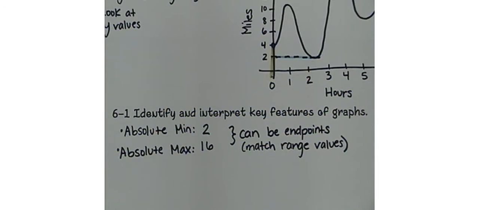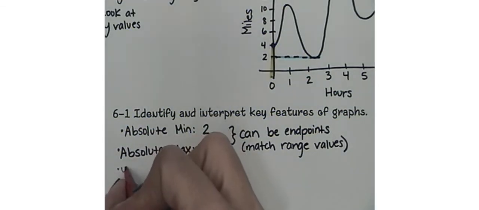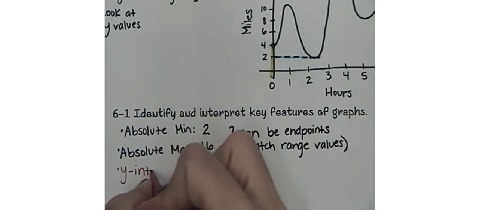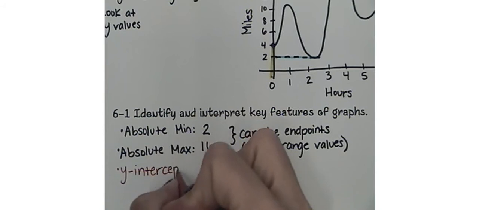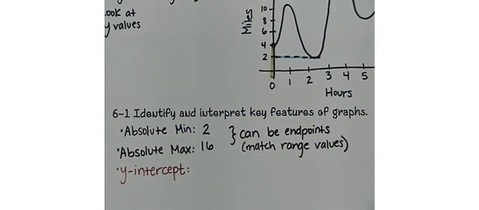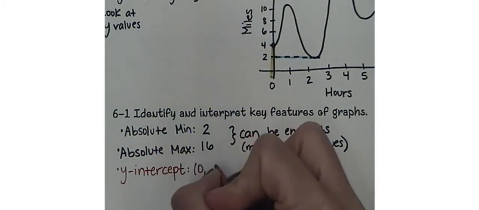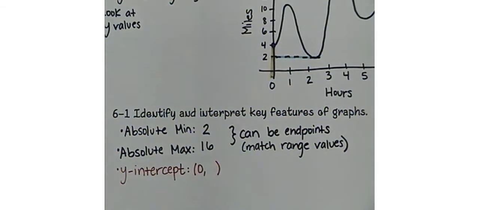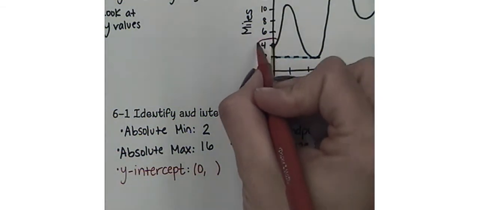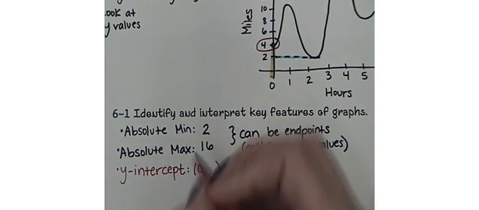All right, my y-intercept. That's where your graph touches or crosses your y-axis, and it's always at 0, comma, that y value. So if you're looking, it occurs right there at 4.